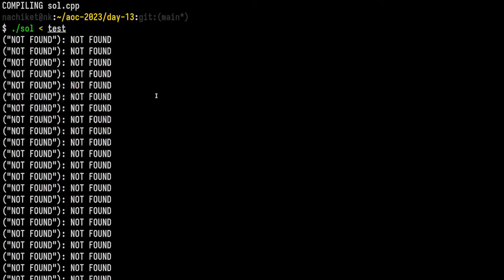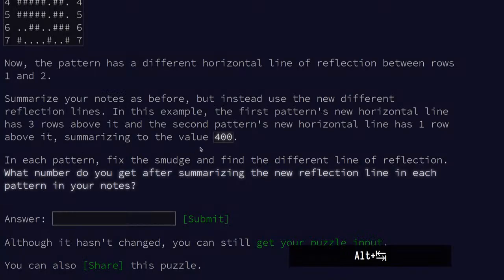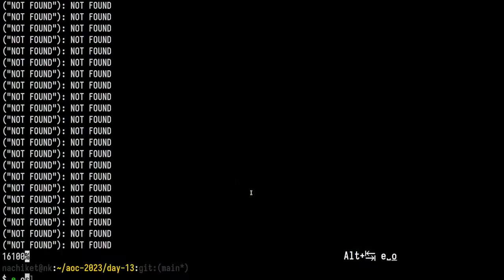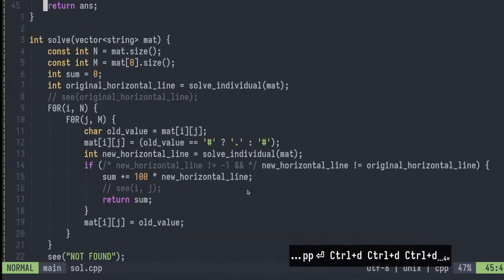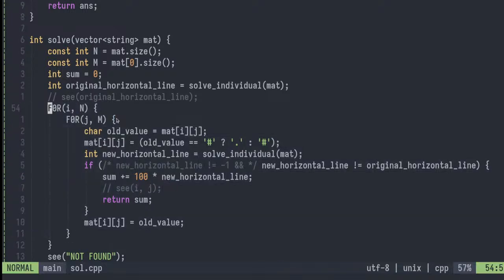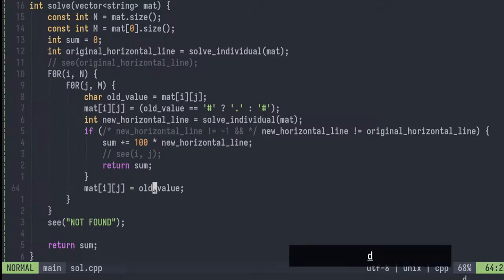Okay, we get multiple not founds, and they have mentioned in each pattern fix this merge and find a different line of reflection. So not found means we tried all of these swappings. So we changed every cell from one to the other, and am I updating this correctly? Need to check this.